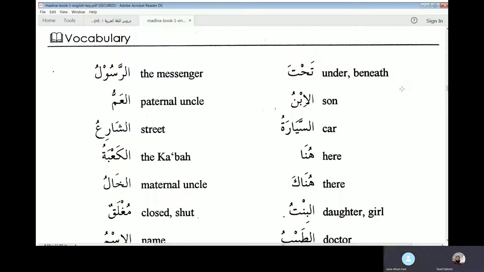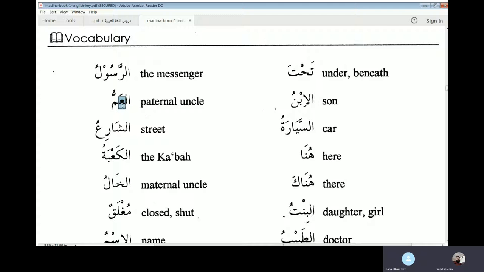Start reading it. Vocabulary. Tahta, under, beneath. Ar-Rasulu, the messenger. Al-Ibnu, son. Is it just the son, or Al-Ibnu's son? Basically, it literally means the son, but in spoken language we can change the meaning a little bit. Al-ammu, the paternal uncle. Brother, ammu is uncle and ummu is mother. Yes, there's a difference in spelling of both words. Ummu is mother, and the spellings are different.